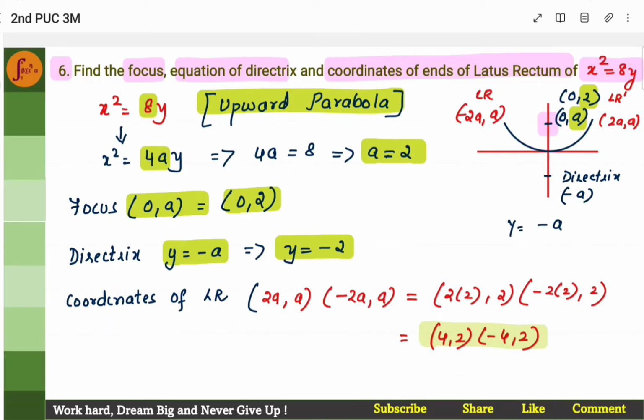Now the coordinates of LR. The coordinates of LR are these 2 points, these 2 ends of the parabola. Here it's proven that this distance is 2a and this distance is a. Now this becomes the coordinates. On this side the x-axis is negative, so minus 2a. This side the x-axis is positive, so plus 2a. Y is the same, y is positive, right? Plus a and plus a. So simple, substitute the value of a and you'll get the coordinates. 4, 2, minus 4, 2.